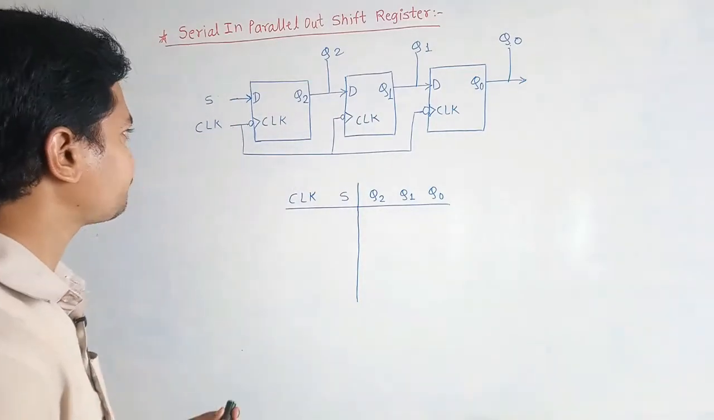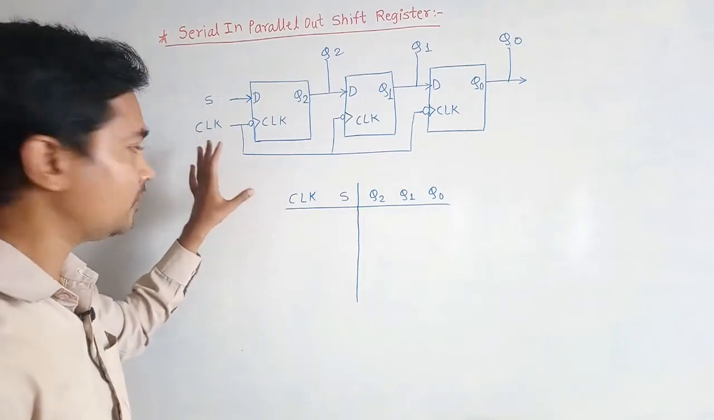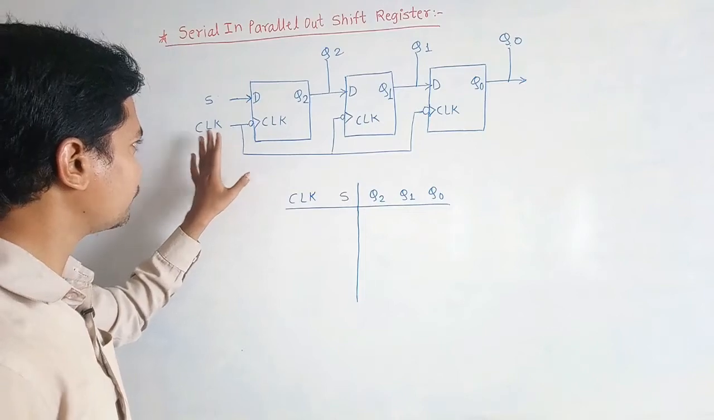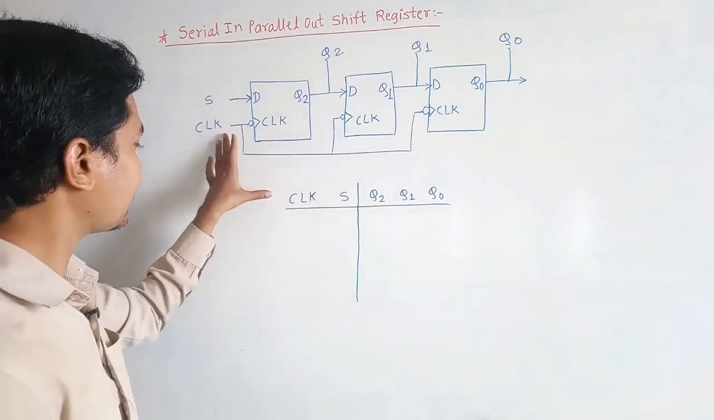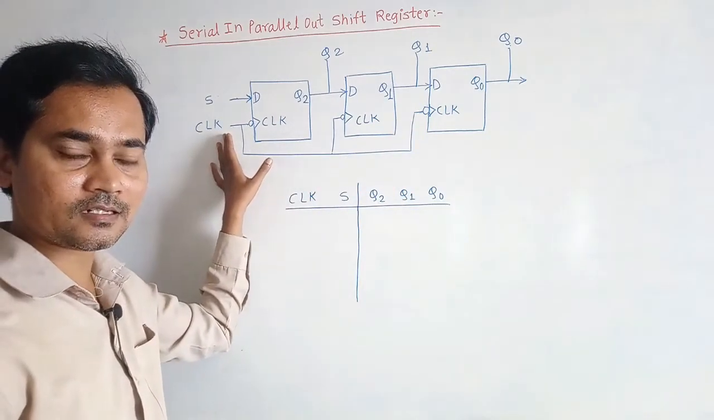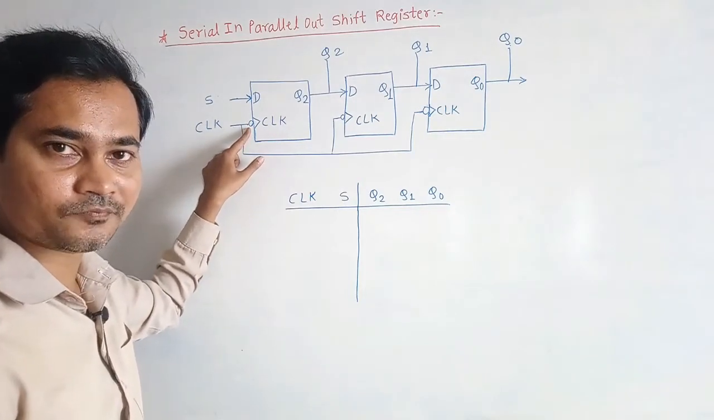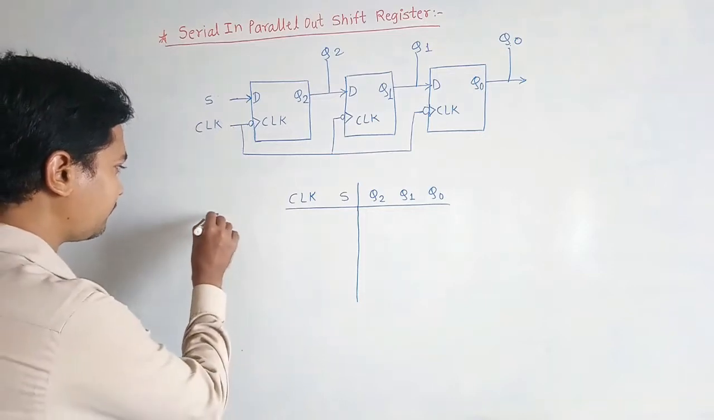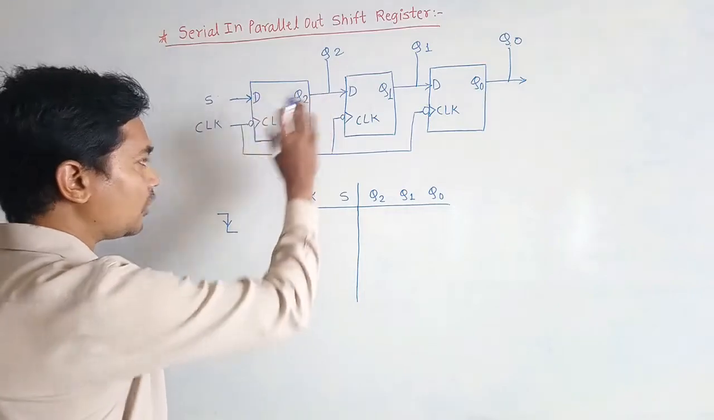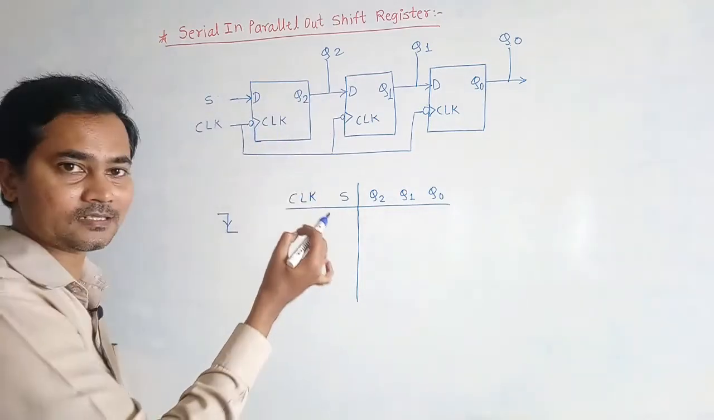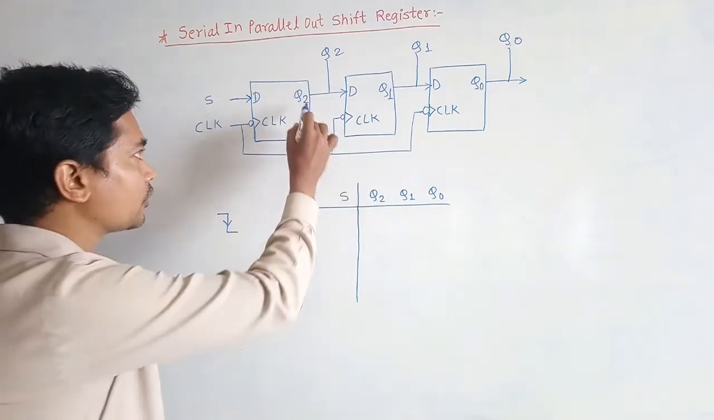One more thing is that the clock signal is also used for shifting the data towards the right side. Clocks again have two types: rising edge triggered and falling edge triggered. Here this bubble indicates the falling edge triggered clock. Whenever the falling edge occurs, that time the data will be shifted at the output side, or whatever bit status is available at the D input, that status will be shifted out at the Q output.